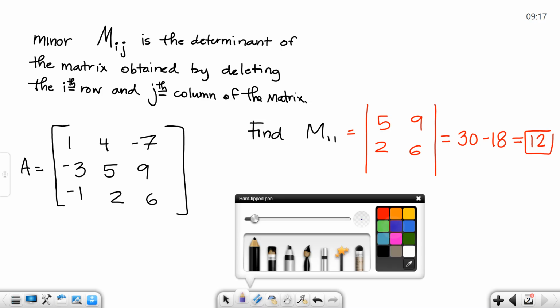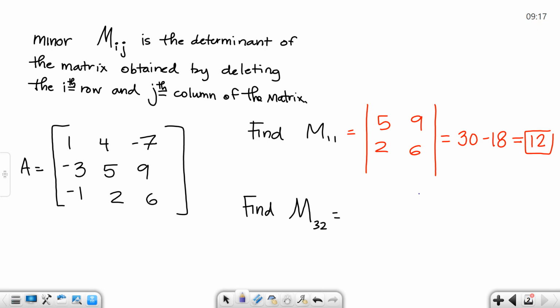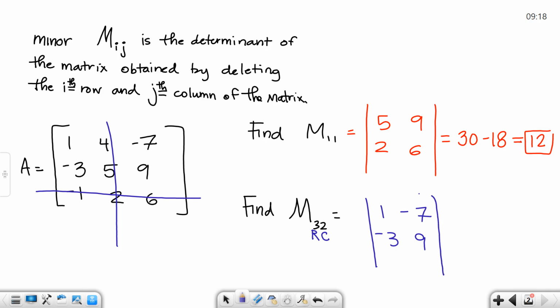All right, so now we're going to take the second minor. Now the biggest hurdle here, you'll have another hurdle in a minute because you have to keep it separate from something called a cofactor. But the biggest hurdle right now is which one is row and which one is column, right? So remember, this is your row and this is your column. This time I'm going to delete the third row and the second column. What that leaves me with is 1, negative 7, negative 3, 9.